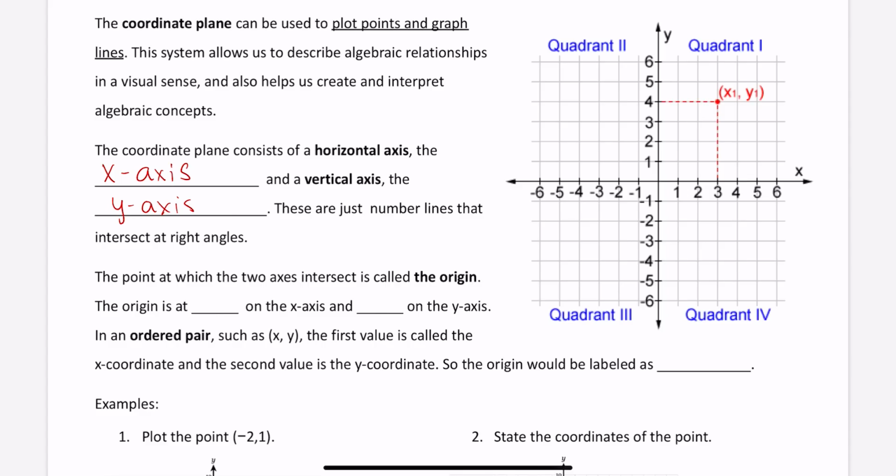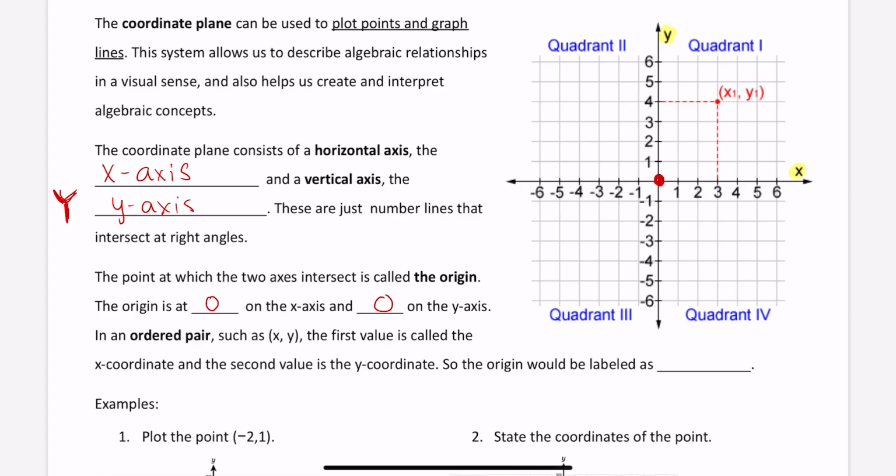Sometimes it's hard for students to remember which one's x and y, but for the most part, they're going to be labeled for you. And then the other way is when you write an uppercase capital Y, the stick at the bottom goes up and down, so that helps me remember that the y-axis will also go up and down. Okay, these are just number lines that actually intersect at right angles. So that means that where the two axes intersect, we call that the origin. And the origin is at 0 on the x-axis and 0 on the y-axis. So the origin point is going to be right here in the middle, and the x-coordinate there is 0, and the y-coordinate there is 0.